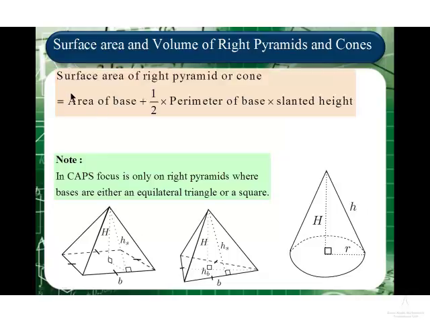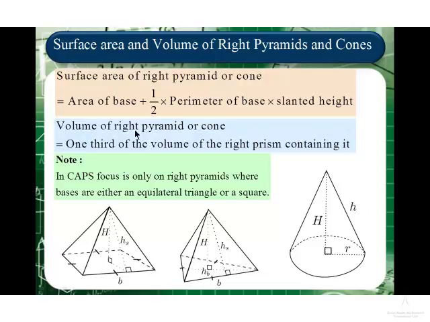Now, the surface area of a right pyramid or a cone for that matter, is always equal to the area of the base plus a half times the perimeter of the base, and in the case of the cone it will be the circumference of the circular base, times the slanted height. Note, this is the distance between the base and the apex, the slanted height. That is for the surface area of right pyramids and the cone in this particular case.